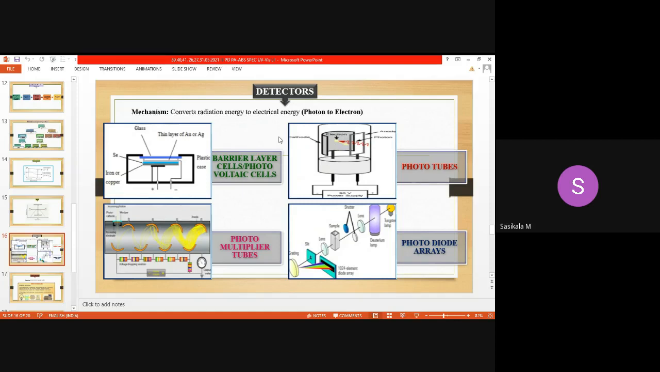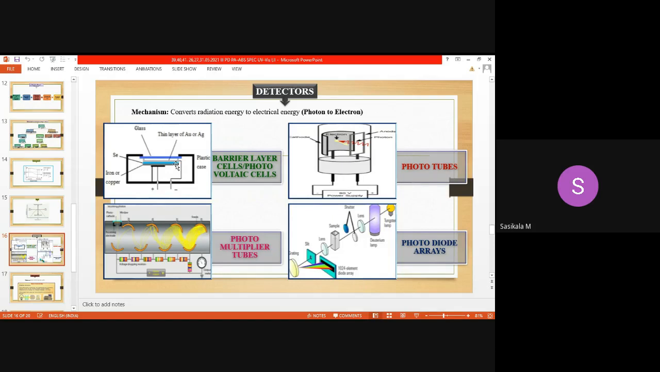So what are the parts of the instrument we have discussed? Source of light, monochromator, sample cell, and now the fourth part is the detector. What is the role of the detector? It will detect whatever radiation is absorbed. The main mechanism of the detector is that it converts radiation energy to electrical energy. It receives radiation.